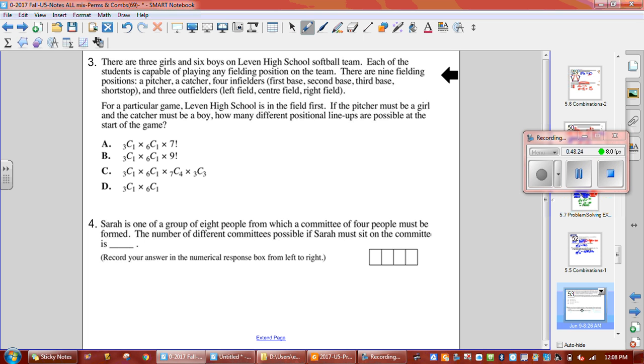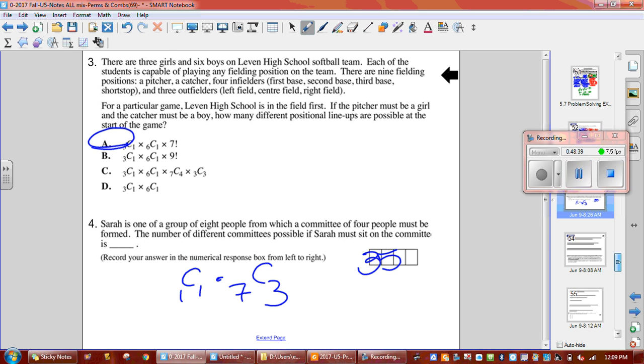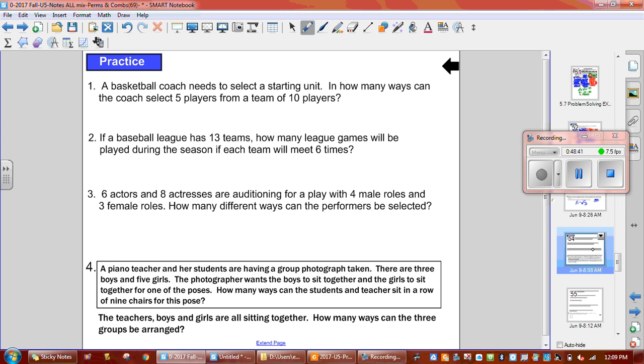The next question, the basketball coach. We have 10, we need to choose 5. 10 choose 5. It's going to give us 252. We have 13 choose 2, but then we have 6 times they play each other, so you have to multiply your answer by 6. And that's going to give us 468.